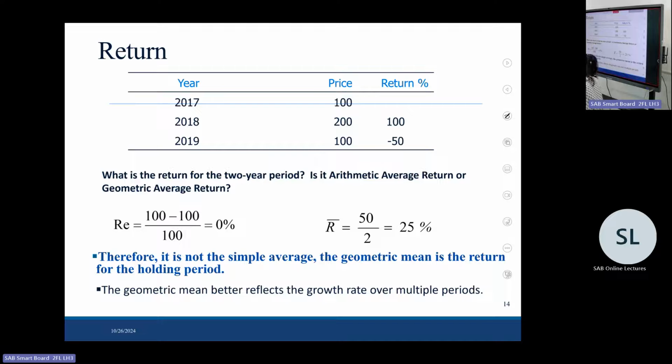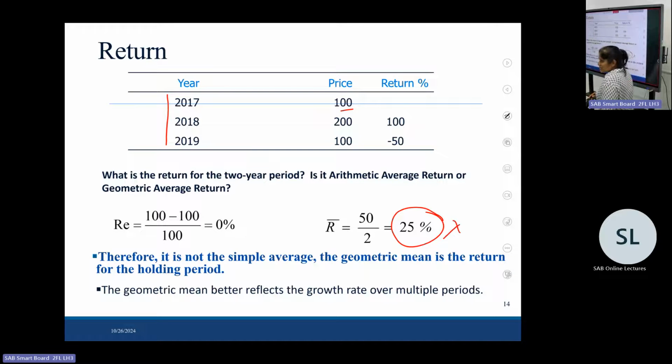So what is the conclusion? I did all these things to tell this one. If you look at this holding period, you are starting with 100 and you have ended with 100. If you calculate your holding period return, 100 minus 100 divided by 100 should be 0. But look at the arithmetic average return. It says 25%. That is more.